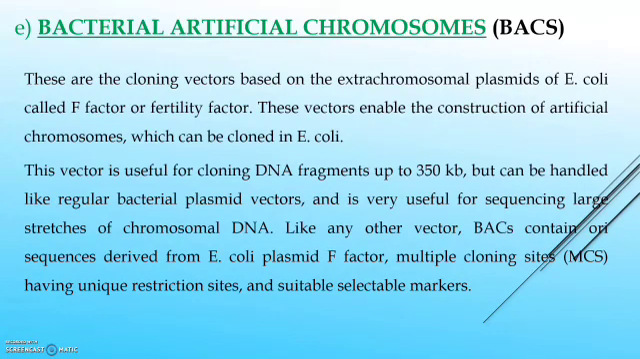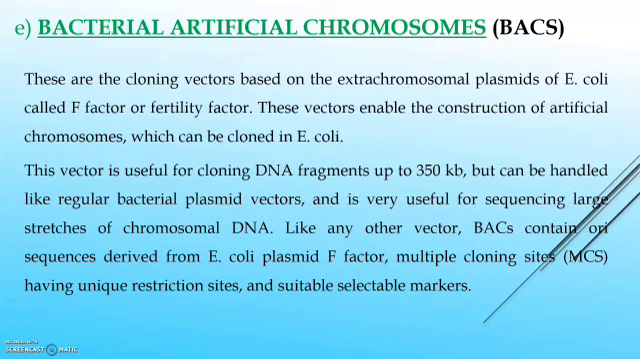Bacterial artificial chromosomes are also known as BACs. These are the cloning vectors based on the extrachromosomal plasmids of E. coli called F factor or fertility factor. These vectors enable the construction of artificial chromosomes which can be cloned in E. coli. This vector is useful for cloning DNA fragments of up to 350 kilobase pairs, but can be handled like regular bacterial plasmid vectors, and it is very useful for sequencing large stretches of chromosomal DNA.